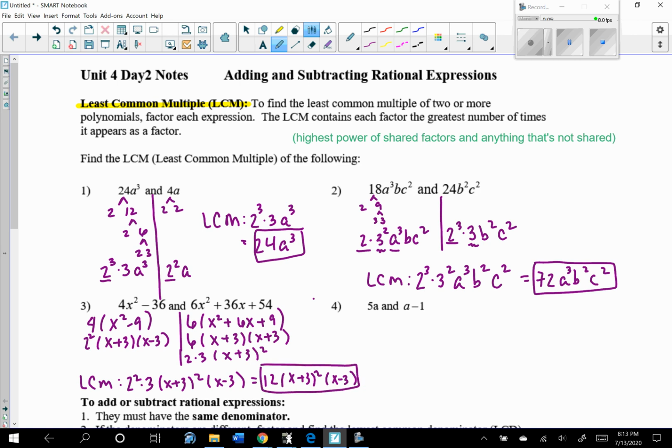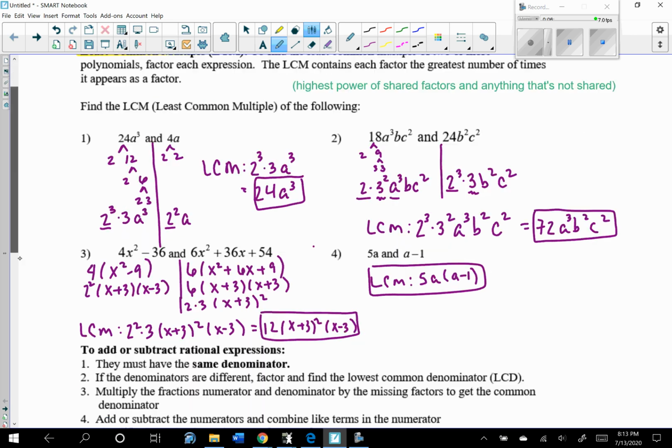Looking at this one over here, we have 5a that doesn't break down at all, and a minus 1 also does not factor into anything. So that means your LCM is 5 times a minus 1. Remember, when you have an addition or subtraction sign between terms, that means those go together. You cannot separate them. Sometimes students try to write just one a and then the minus 1, but you need to write the 5 times a minus 1. And that's for the least common multiple.